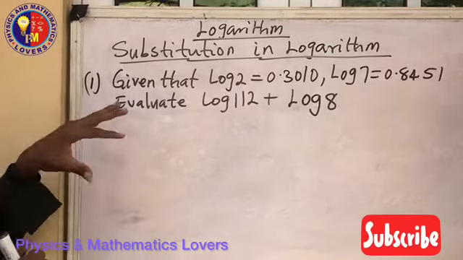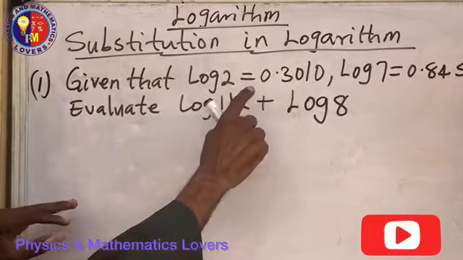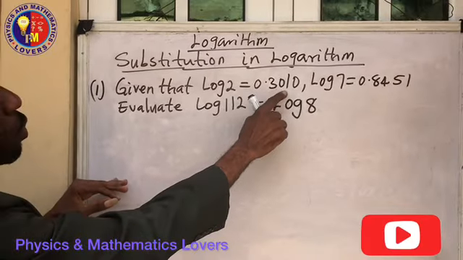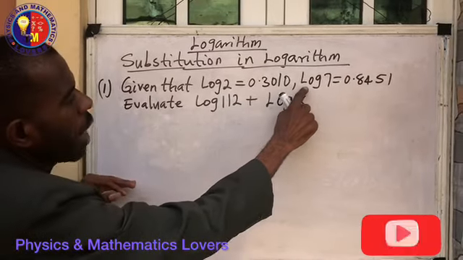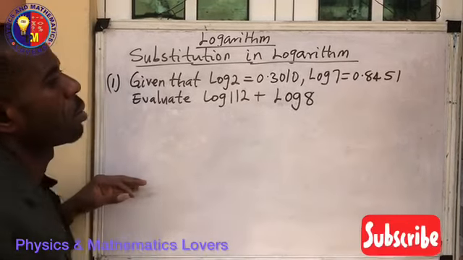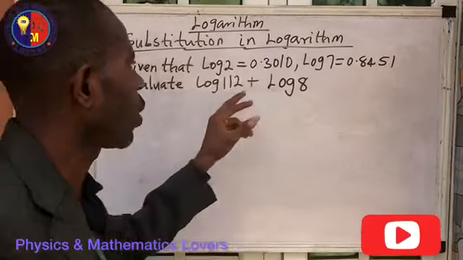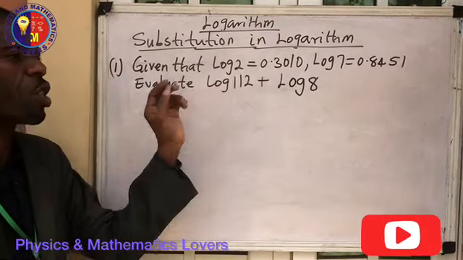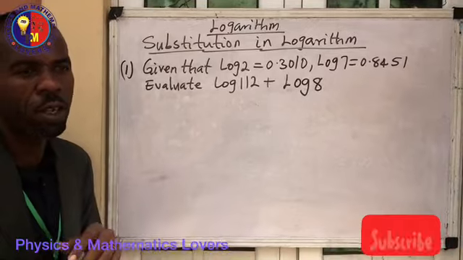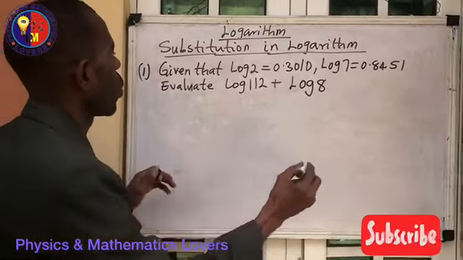Now look at the question. Given that log 2 is equal to 0.3010, then we have log 7 equal to 0.8451. Now listen, what I want you to understand. When you are given log like this without putting a base, it means what? It's a common logarithm, which means it's having what? Base 10.